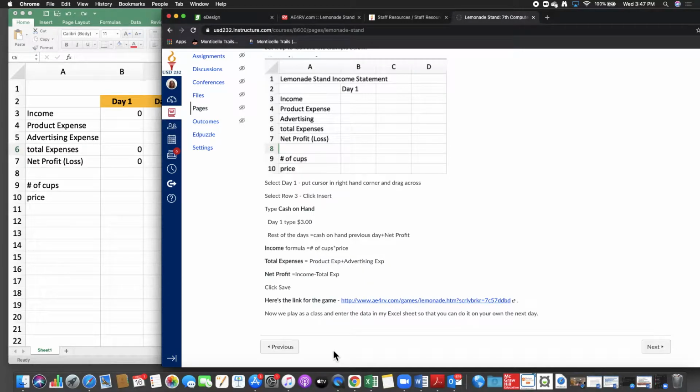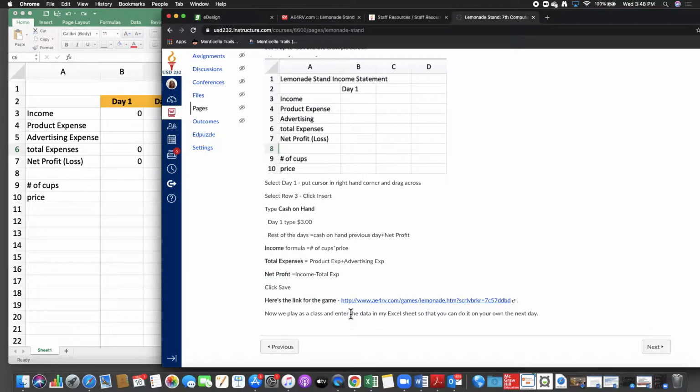Today, you're going to play the lemonade stand game, and as you're playing it, you're going to enter your results into an Excel spreadsheet. The goal here is to make as much money as you can and to stay in business for at least 10 days.